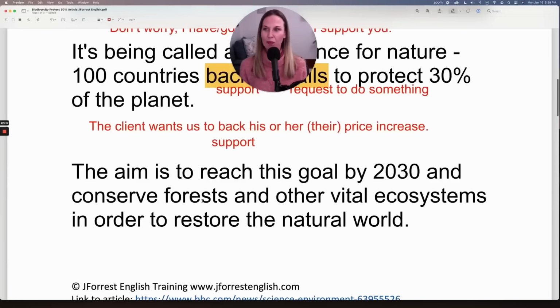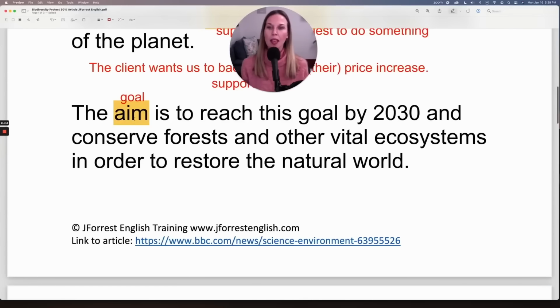So let's continue on. The aim is another way of saying goal. So if you want an alternative added to your vocabulary that sounds very formal and advanced, you can use aim. The aim of my project is to, instead of the goal. The aim of the proposal, the aim is to reach this goal by 2030 and conserve forests and other vital ecosystems in order to restore the natural world.